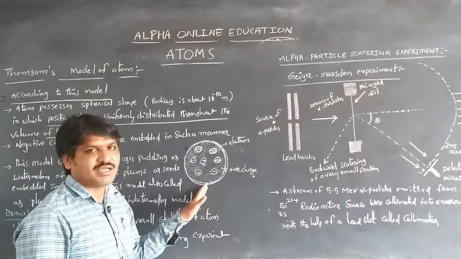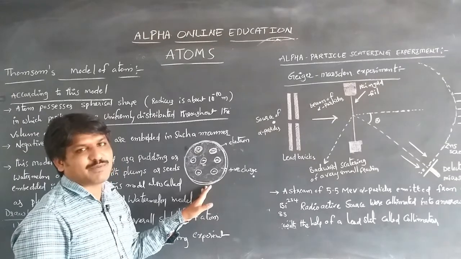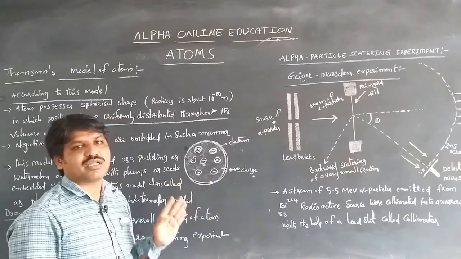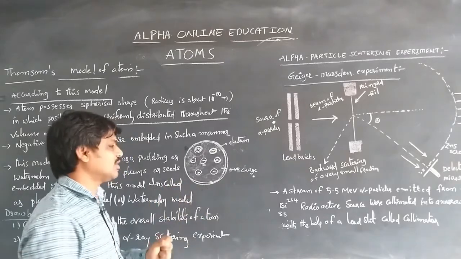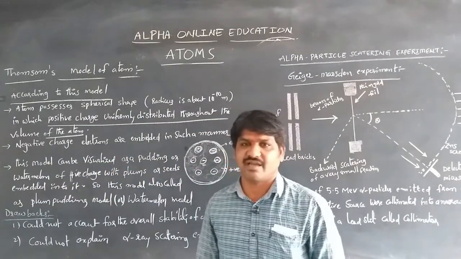The drawbacks of J.J. Thomson's atomic model are that it could not explain the alpha particle scattering experiment, and it did not give any explanation about the stability of an atom.